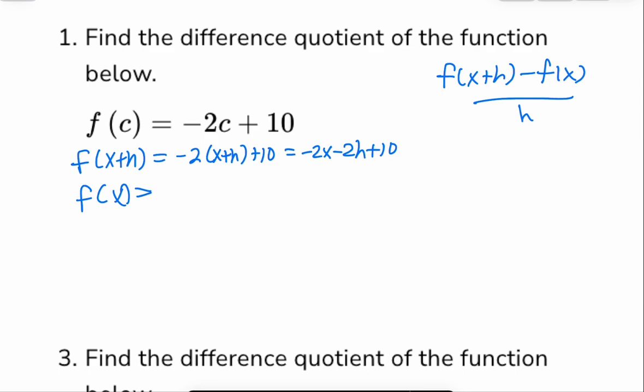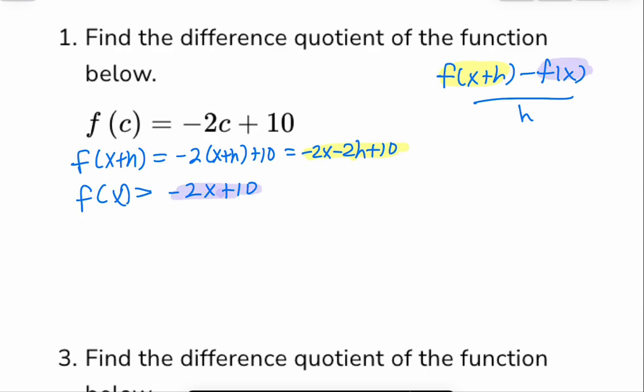Now the second one's even easier. We are going to replace the c with an x. So that's just negative 2x plus 10. Okay. Now that we have them, we're really halfway there, okay? So this is x plus h. It's going to go right there. This is f of x. It's going to go right there.